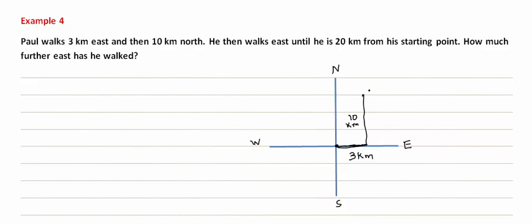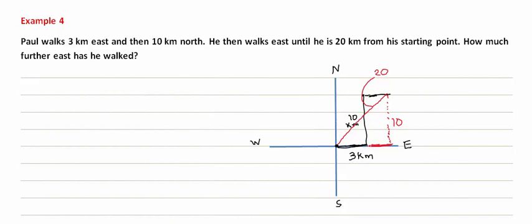Alright, and then he walks east until he is 20 kilometers from his starting point. So he's going to go this direction to the east until he is 20 kilometers from the start. So let's change the pen color. So from here to here is going to be 20. So that red line is 20. Okay, so I'm going to draw a dash down here. Okay, so we have a triangle here. So he's gone 3 kilometers and then 10 kilometers up. So if this is 10 kilometers, this line is also 10 kilometers. So I'm going to write 10 here.